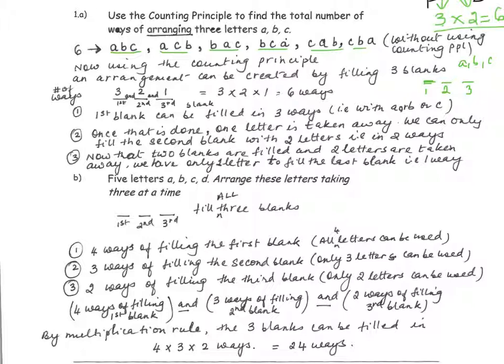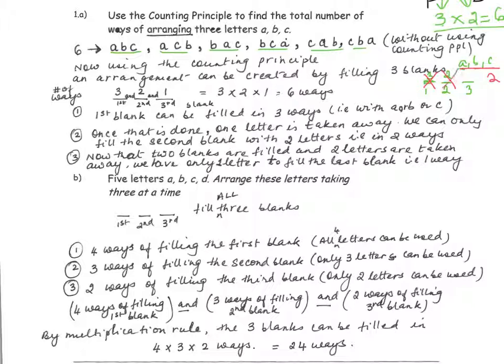Let's look at the first blank. How many different ways can the first blank be filled? It can be filled in 3 different ways because we have a choice of 3 letters to fill the first blank. But once that is done, we've filled the first blank, which means out of the three letters, we only have two left. So how many ways would we fill the second blank? We can fill the second blank only in two different ways because one letter is taken, no matter which one it is. So we're left with 3 minus 1, two choices.